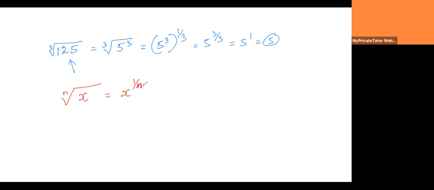For the 4th root, we'll get 1 by 4. For the 5th root, we'll get 1 by 5. So that's how it works. This is the basic rule you need. If you know this, we can find the cubic root or square root of perfect numbers. For non-perfect numbers, we end up getting decimal numbers. So let's go back to the presentation.